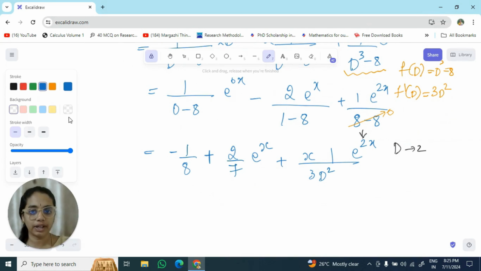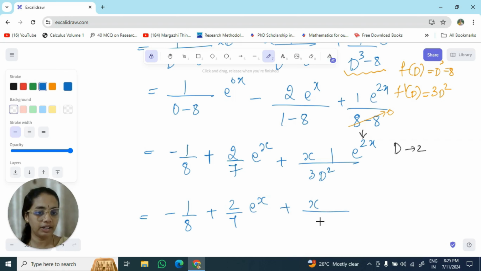So we would get (-1/8 + 2/7) e^x + x/12 e^(2x), because 2 twos are 4 and 4 threes are 12. Replace D as 2. So this is our particular integral.